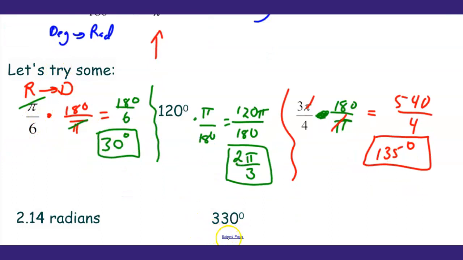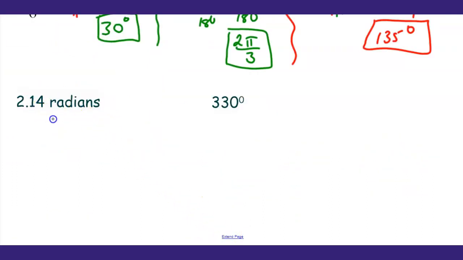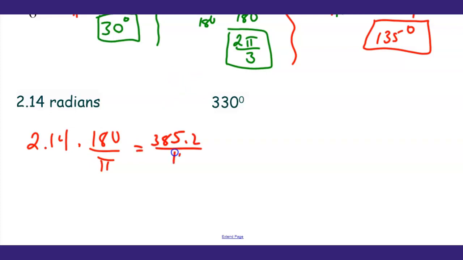This next one right here, convert 2.14 radians. You do the same thing. I want to convert that, times 180 over pi. If you multiply 2.14 times 180, it's 385.2, divided by pi. And when you do that, you get approximately 122.61 degrees.